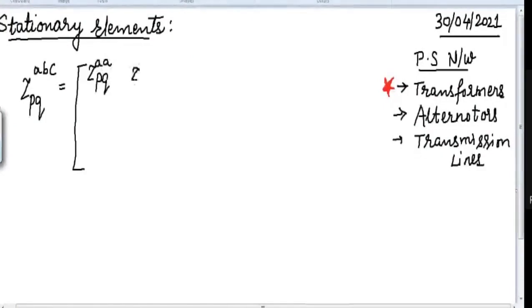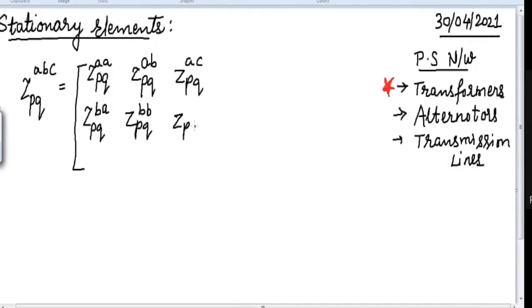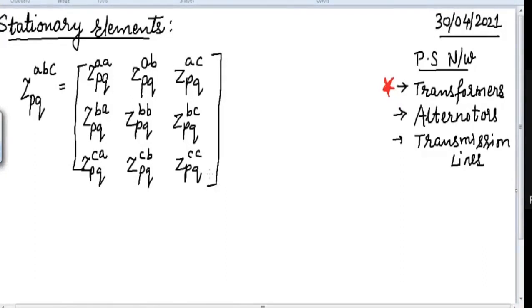AA, ZPQ AB, ZPQ AC. This is the first row. Then in the second row, ZPQ BA, ZPQ BB, ZPQ BC. Then in the third row, ZPQ CA, ZPQ CB, and ZPQ CC. So this is the impedance matrix. I will write the impedance matrix here. The same will be applicable for the admittance matrix as well.